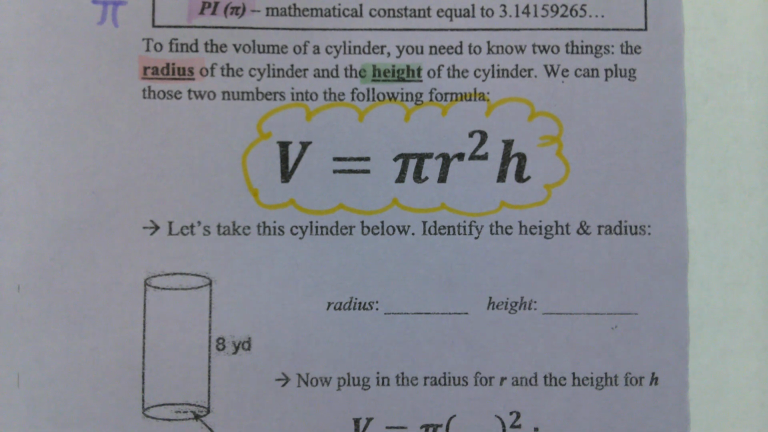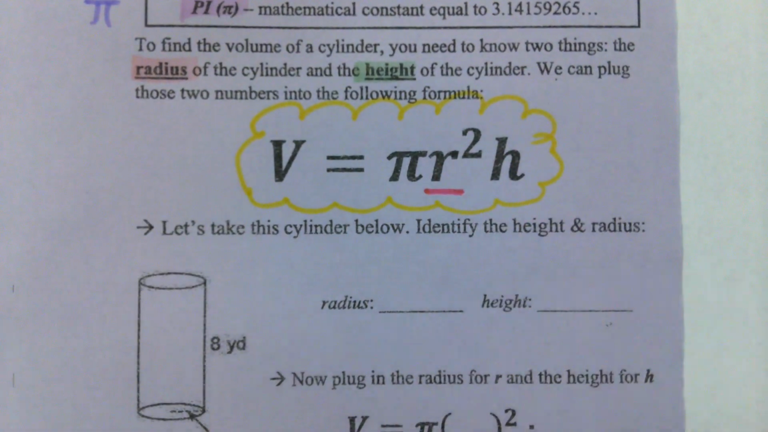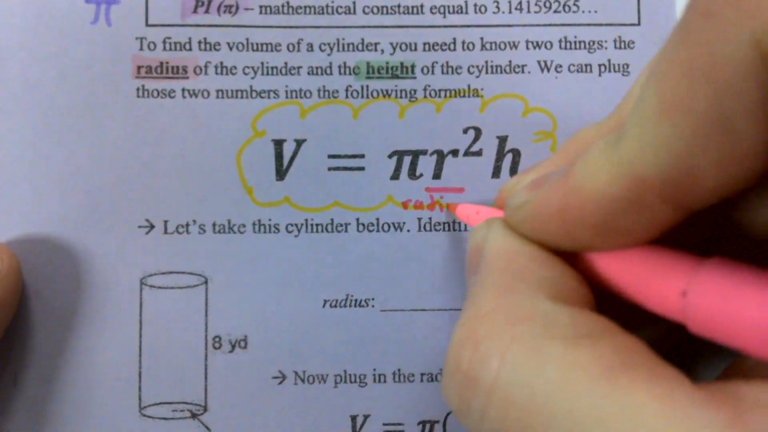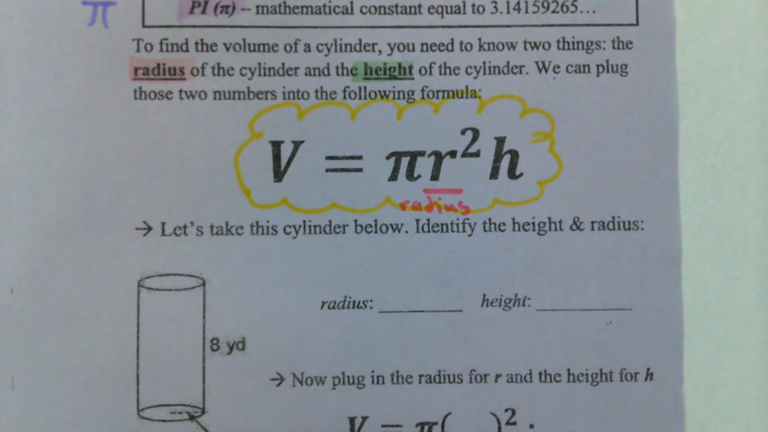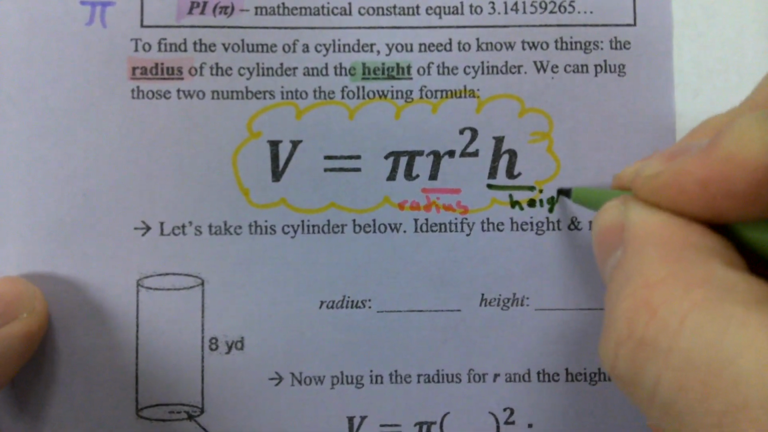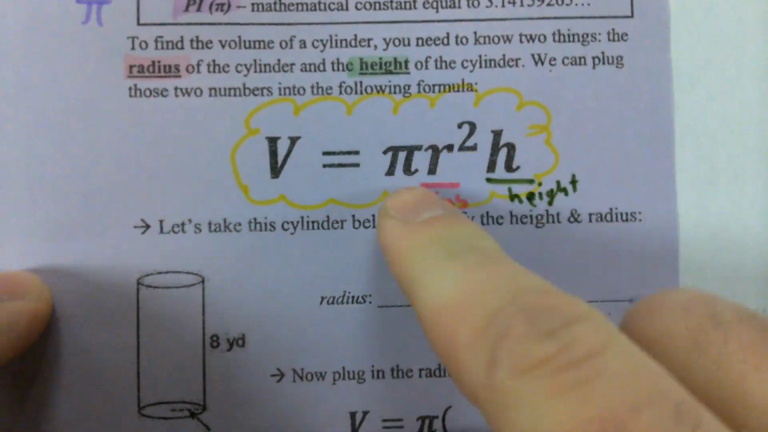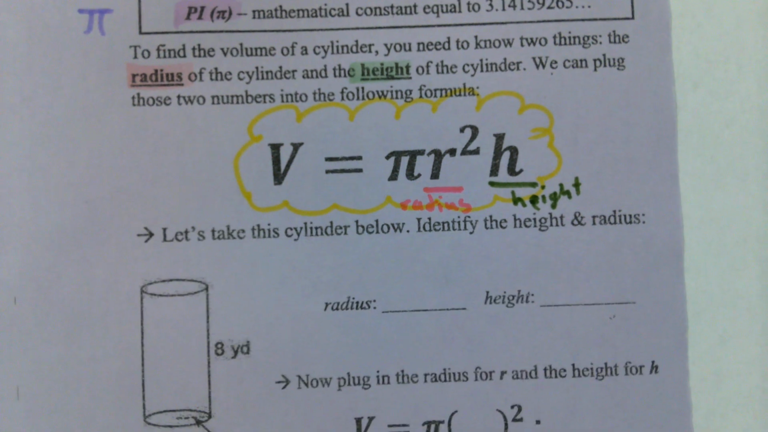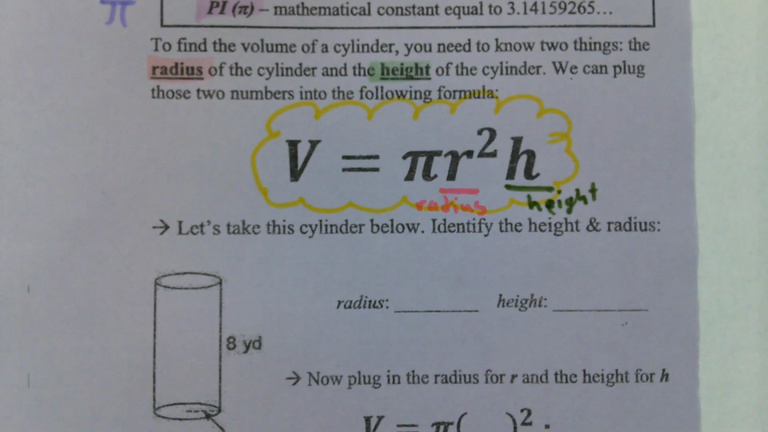Now, in this formula, what does r represent? It represents the radius. That's right. The radius. And what does h represent? Height. The height. Exactly. What does pi represent? 3.1. Exactly. Pi represents 3.14159. But we just say 3.14. We'll leave it at that.